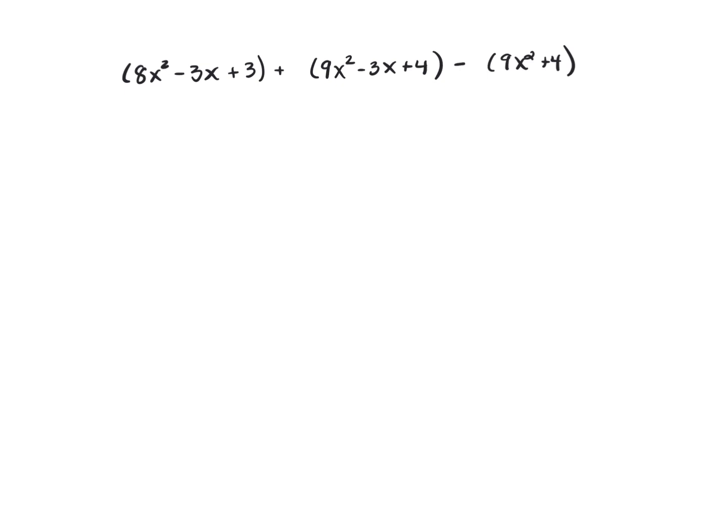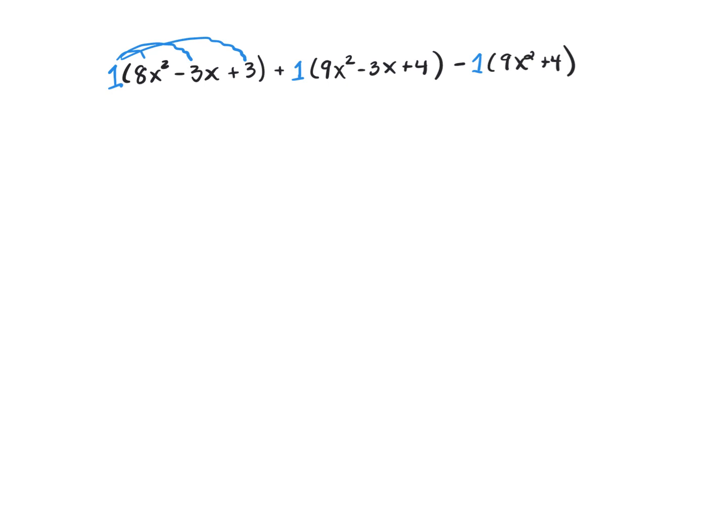The first step is to get rid of the parentheses. There is understood to be a positive 1 in front of the first expression, and in front of the next one, there's also understood to be a positive 1, and in front of the last one, there is a negative 1. So we're going to distribute this positive 1 by multiplying everything inside the parentheses by 1.